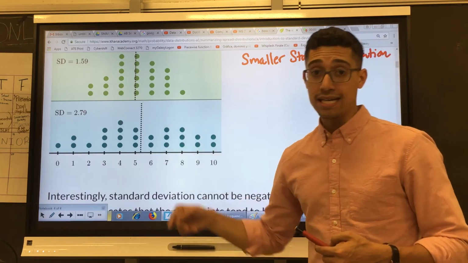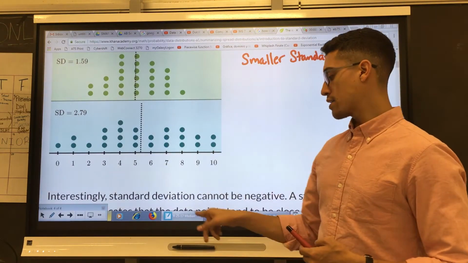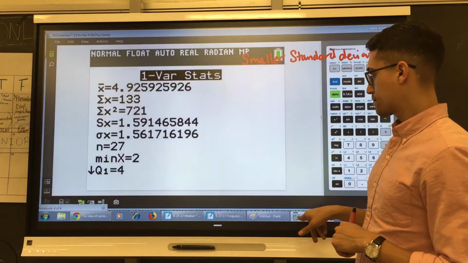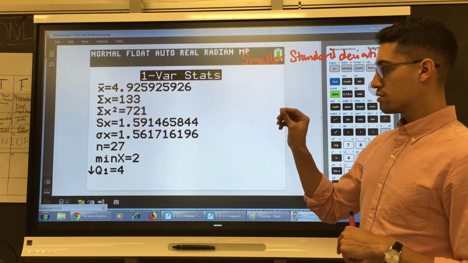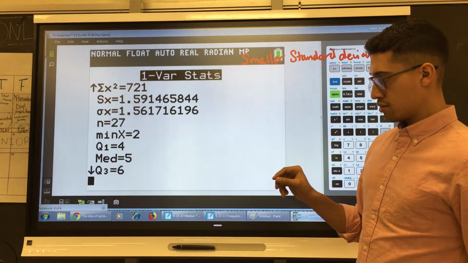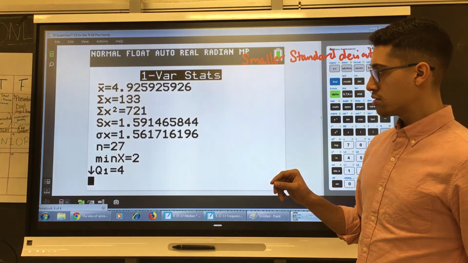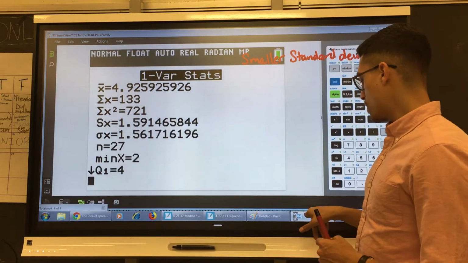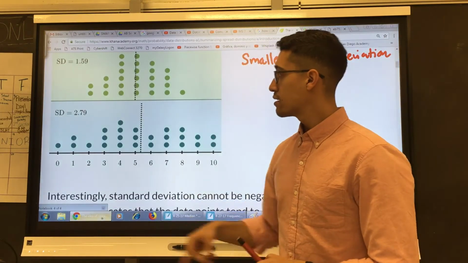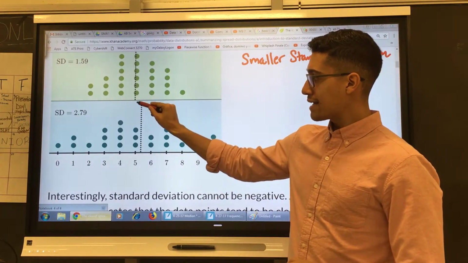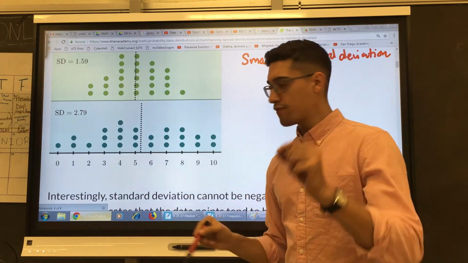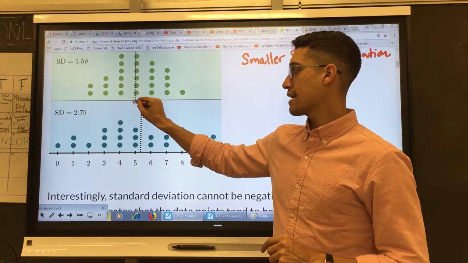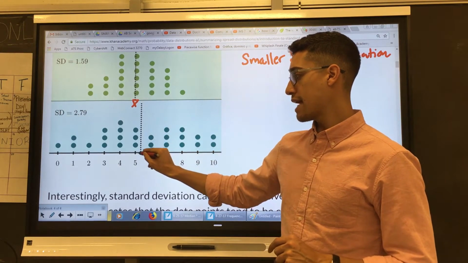It's actually the mean, I believe. Let me just double check. So it could be the mean or the median. Let me just go back and check real quick. No, it's actually the mean. You see how the mean is 4.9? So if you go back to this, that number is not exactly 5, it's almost 5. So this is the mean, okay? So this is X bar. Same thing, this is X bar.